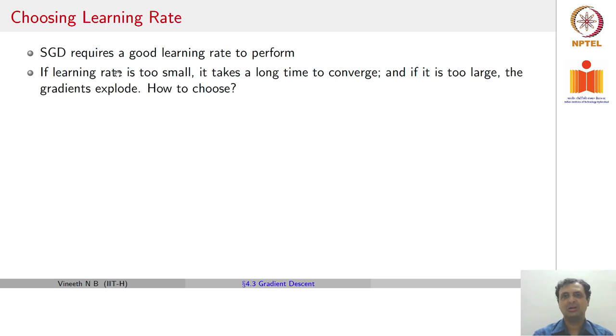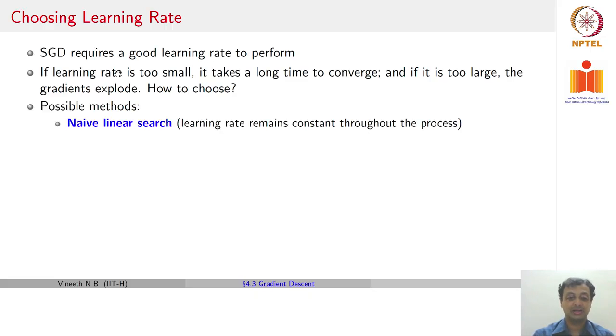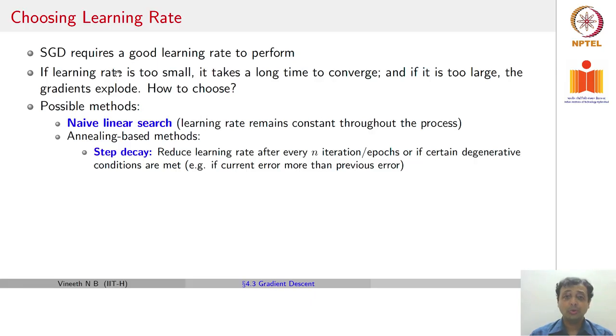Now, how do you choose a learning rate in practice? Assuming we don't use momentum, how do you choose a learning rate in practice? One simple option is naive linear search. You just keep your learning rate constant throughout the process. Just fix it, use the same learning rate across all your iterations until you reach convergence. Or you could use annealing based methods, where you gradually reduce the learning rate over time using some formula that you come up with. Let's see a couple of them now.